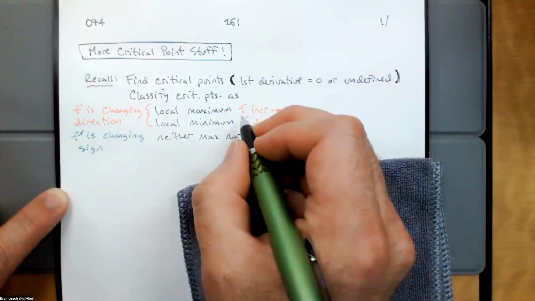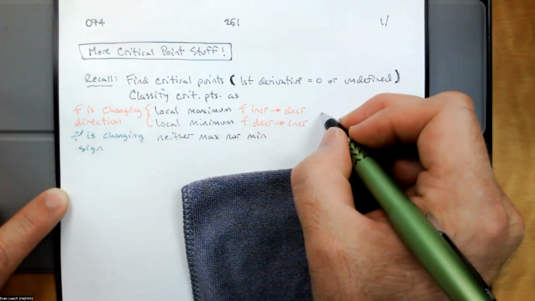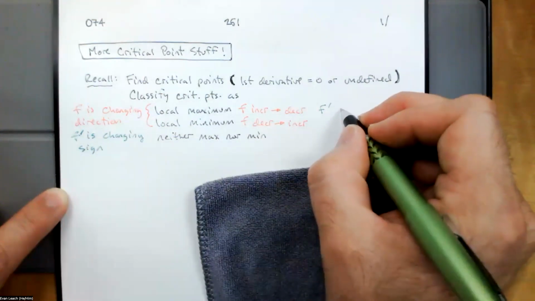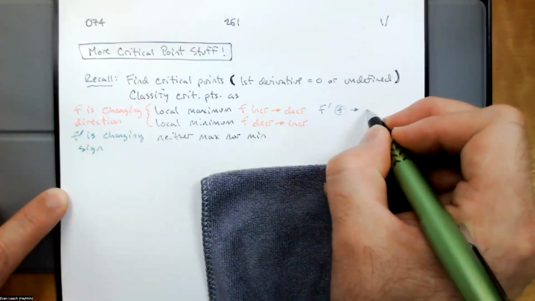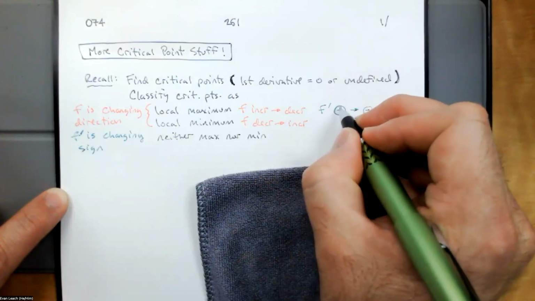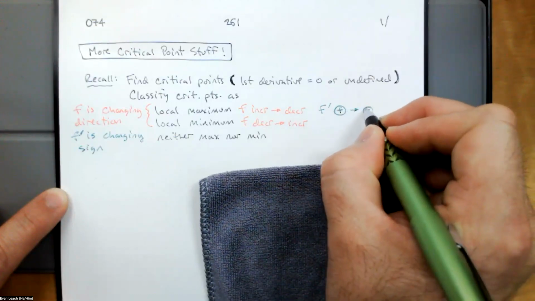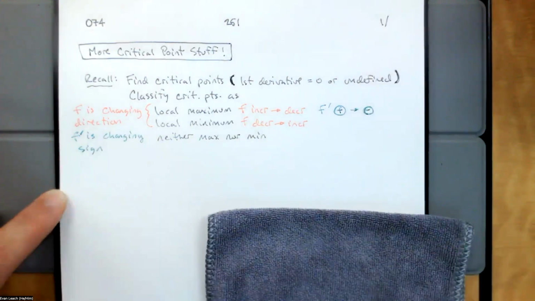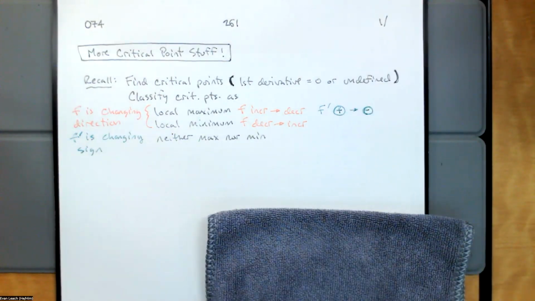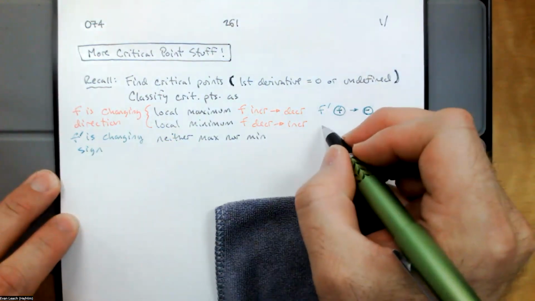So f prime, if f is going from increasing to decreasing, we're looking for f prime to go from positive to negative at a local maximum. At a local minimum, it'll just be the opposite. The function is changing from decreasing to increasing. So the first derivative will be changing from negative to positive. And that's one way we can classify our critical points.